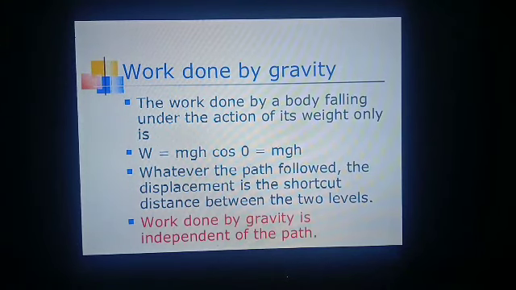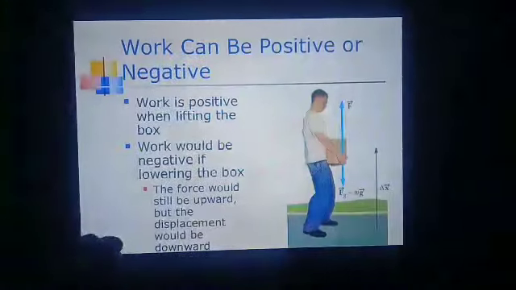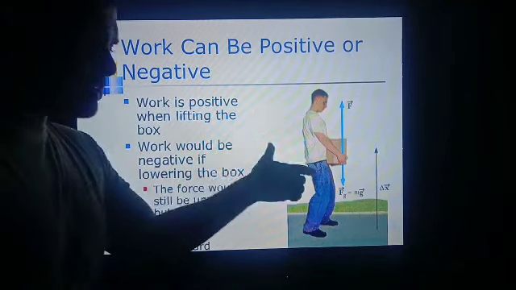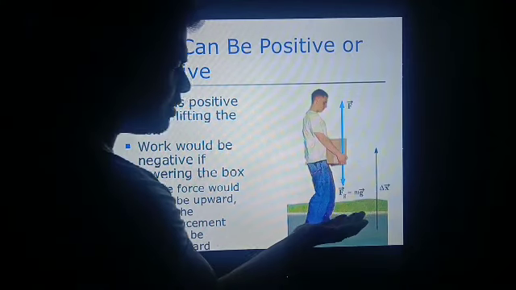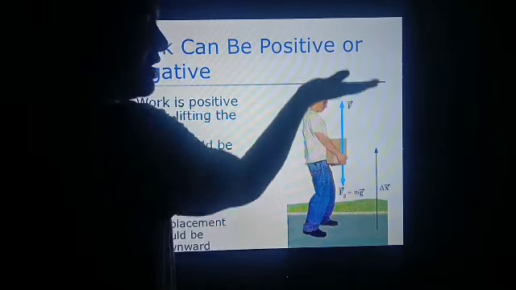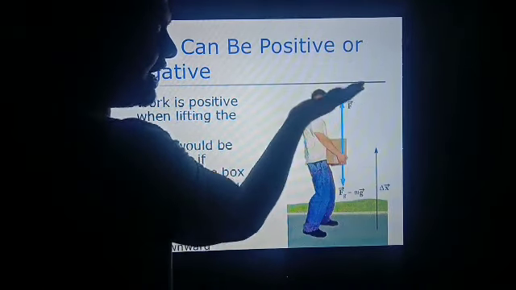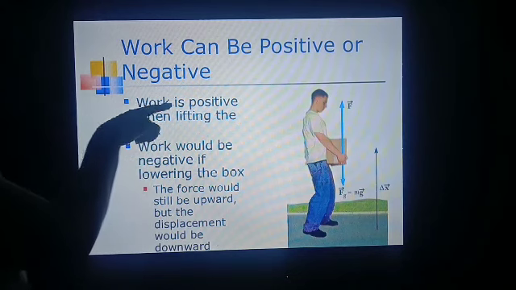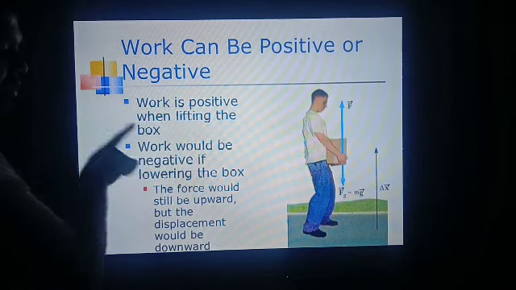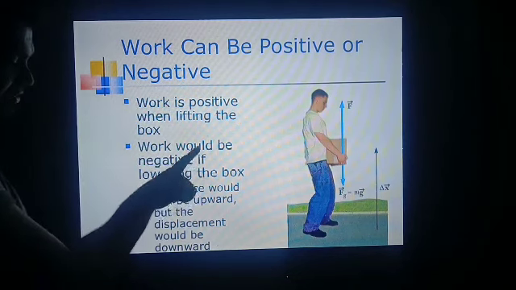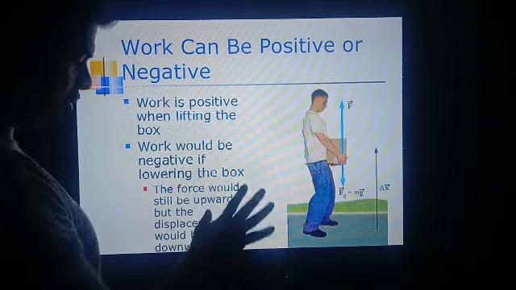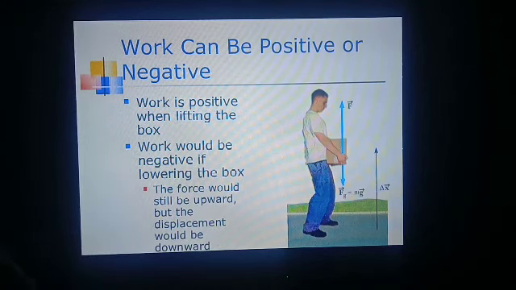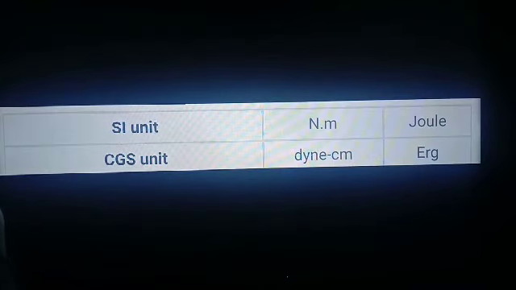Okay? Now let's see, the work done may be positive or negative. If you are lifting the body, meaning applying the force against gravity, then the work done will be positive. Work is positive when lifting the box, and work would be negative if lowering the box. Got it? Now let's see the unit of work.